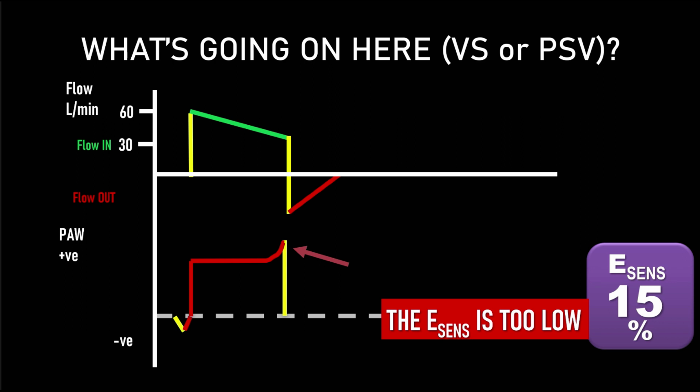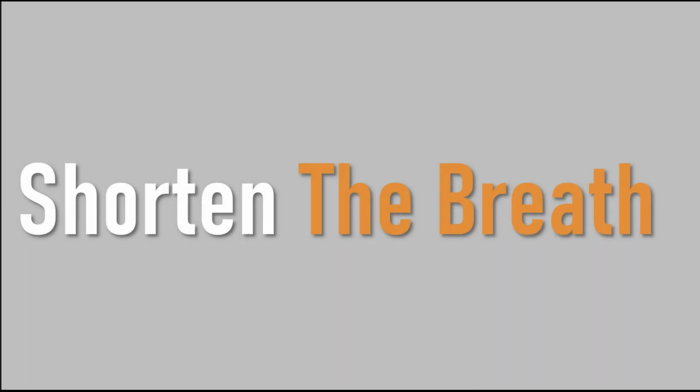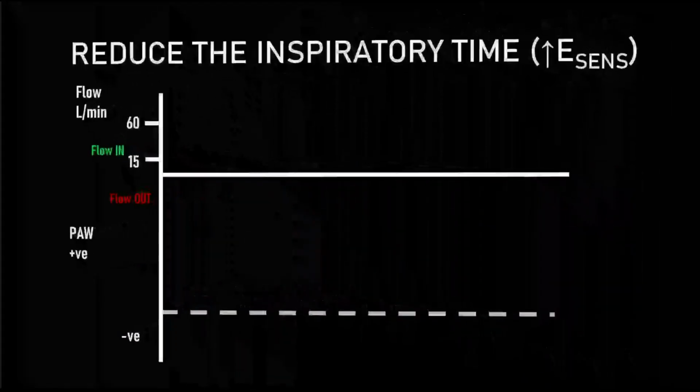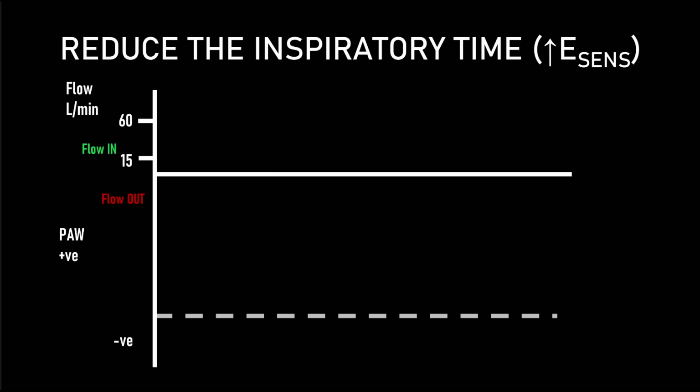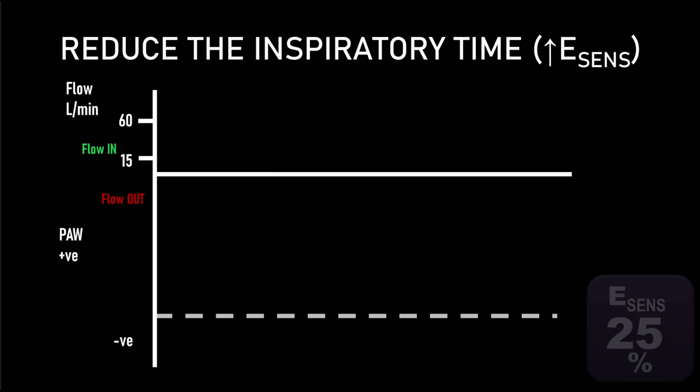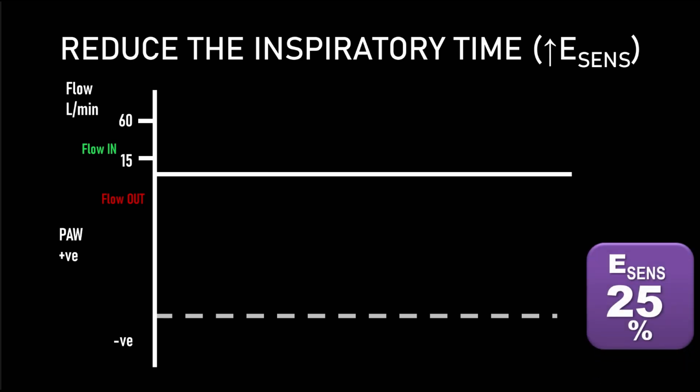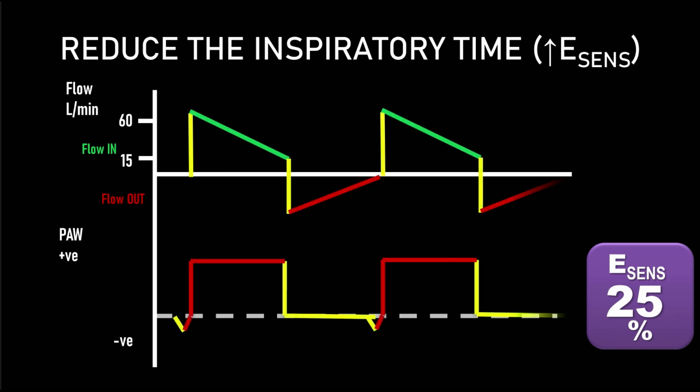Well, what are you going to do about this? You're going to shorten the breath. How do you do that? You increase the expiratory sensitivity up to a higher number. Let's try 25%. And this is trial and error. So let's see what happens. And in this situation, at 25%, he seems to be very happy.